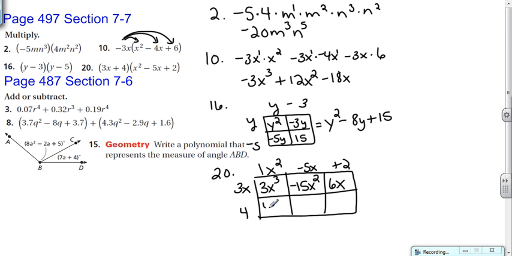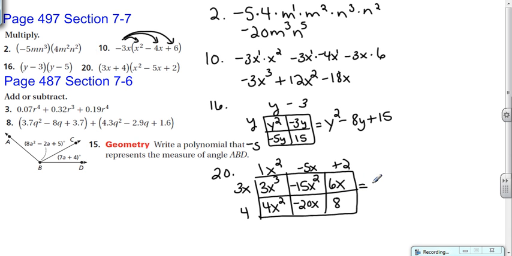1x squared times 4 is 4x squared. 4 times negative 5x is negative 20x. And 4 times 2 is 8.